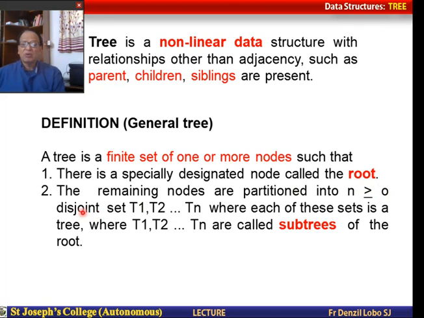So it is a disjoint set of T1, T2, etc., up to Tn, where each of these sets is a tree. So we have the root, and we will have the subtrees. We call them subtrees on the right and left of the main root. So this is the mathematical definition.